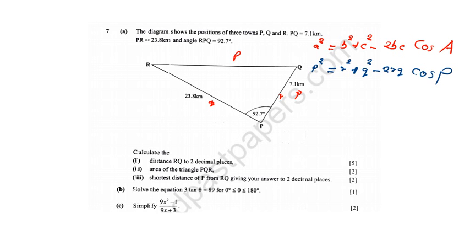So P squared is equal to R. My R is this one, which is 7.1, so I substitute 7.1 squared, plus Q. My small q is here, which is 23.8, so 23.8 squared, minus 2 times my r, which is 7.1, times my q, 23.8, and then cos P. For cos P, I get this angle for P, which is 92.7, so it will be cos 92.7.